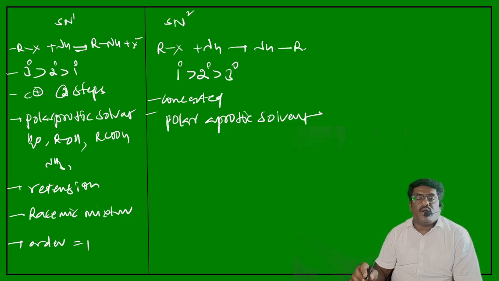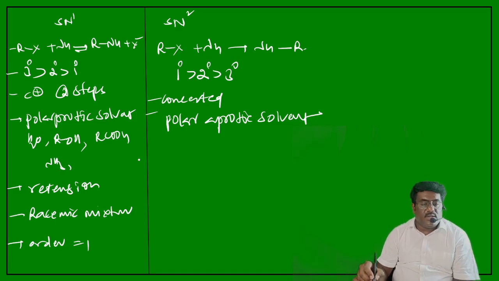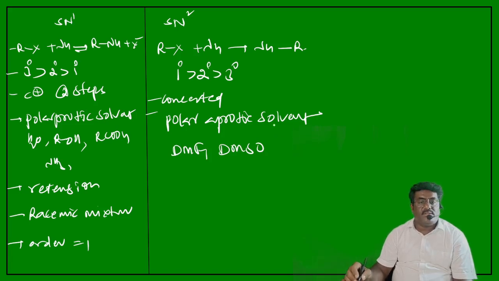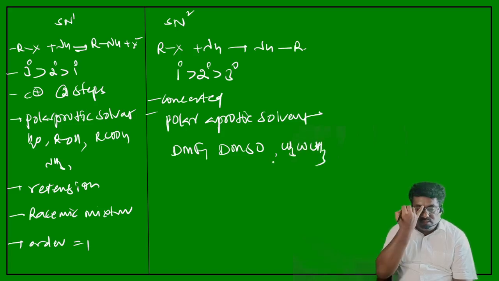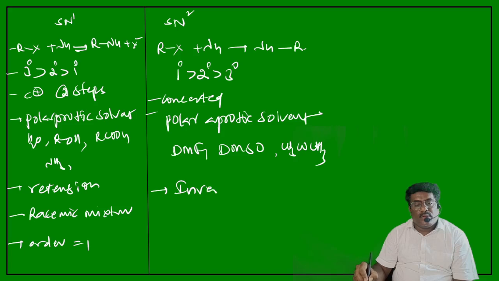What are the polar aprotic solvents? They do not donate H plus ions. They are DMF, dimethylformamide, DMSO, dimethyl sulfoxide, and acetone. Polar aprotic solvents give inversion product. SN2 gives inversion product.